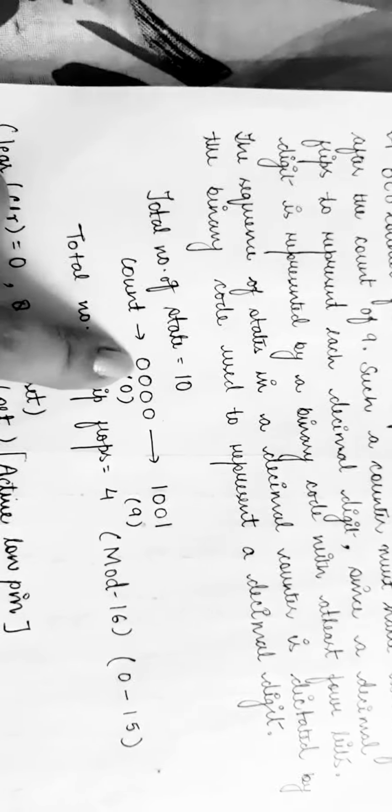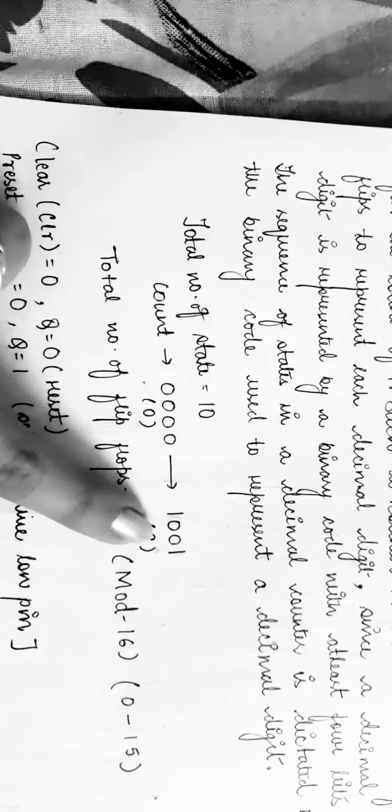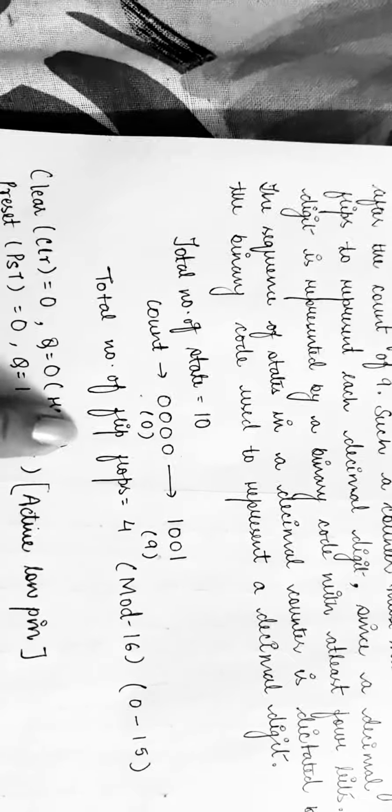So here we will see that in the BCD counter the total states will be 10 only, so we can count it from its binary equivalent, from 0000 to 1001. Now the next thing is how many flip-flops we'll use. Here we will be using 4 flip-flops.